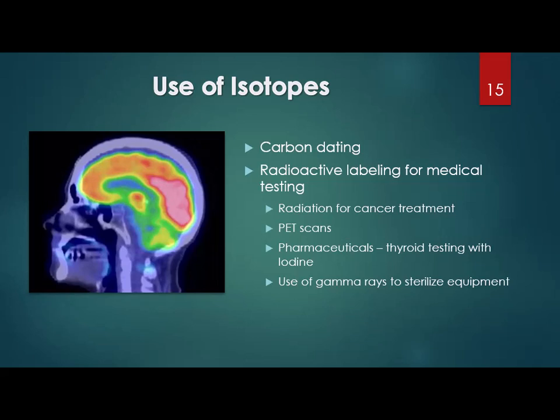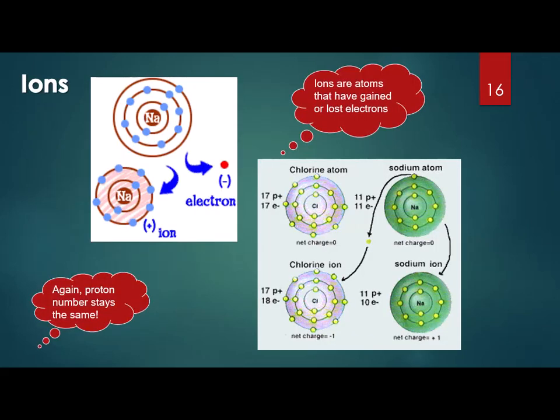We can use gamma rays to sterilize equipment. There's all kinds of things they use isotopes for. You can actually get a degree in nuclear medicine and learn how to use isotopes in medicine. Ferris has a great program in that, so check it out if you're interested. And they teach you how to handle these things very safely, obviously, but they're very well paid jobs in nuclear medicine.